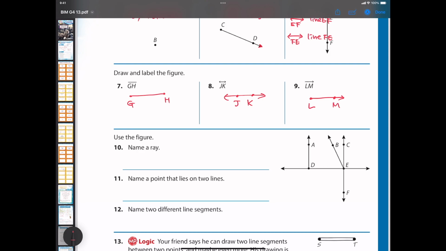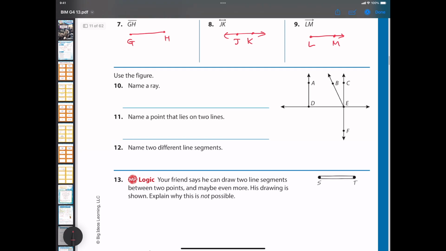All right, now number 10. Use the figure. Okay, name a ray. Ray DA. Okay, ray DA. And what else? And we have EB, EC, EF, a lot. Okay? All right, so now you can put any you want, but there is an ending point in E, right? And it's ray EB, EC, EF.